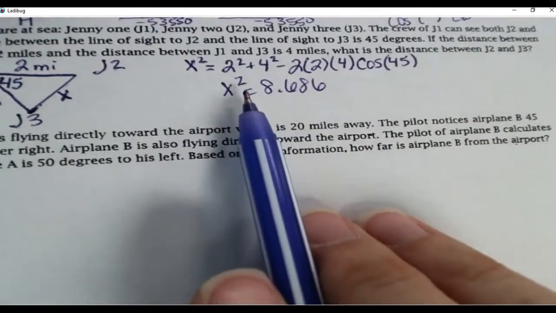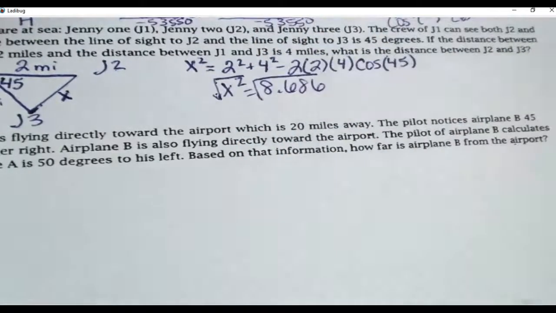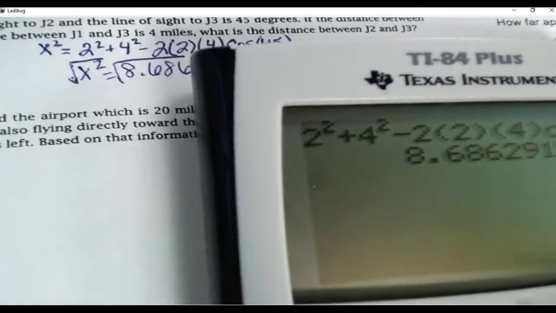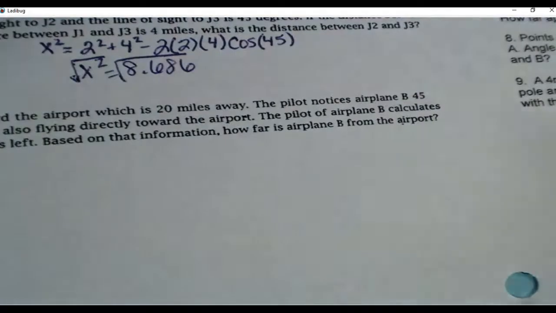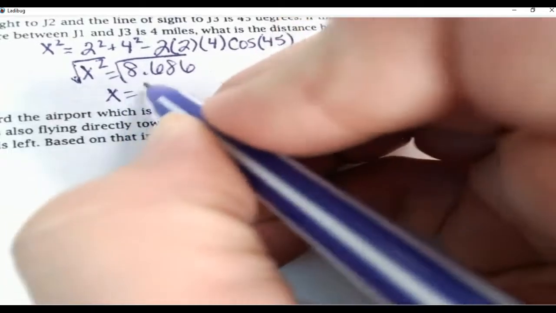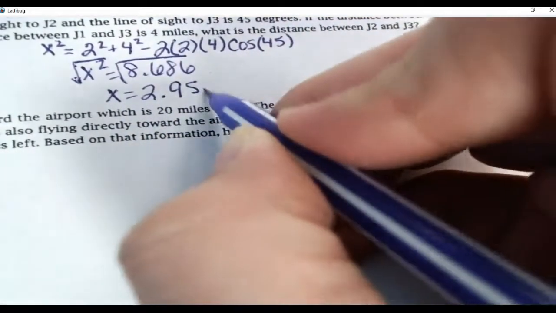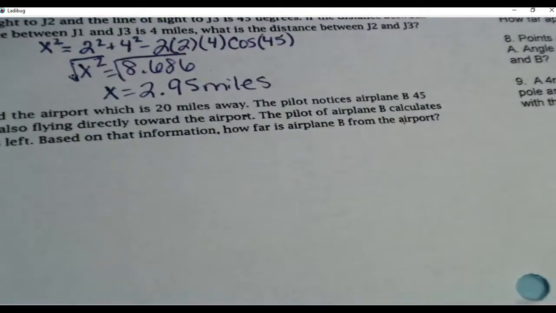And then how do I get rid of a squared? You got it. So we square root both sides. So square root of our answer. And we get about 2.95. What's my units? Good, miles. Question.